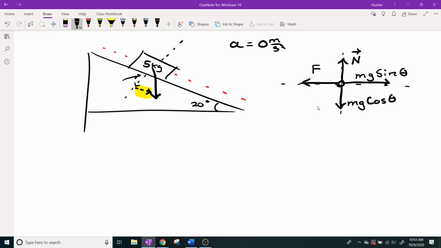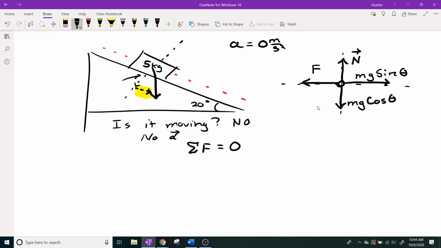So, is it moving? Is it accelerating? So no acceleration. No a. So what does that mean? The sum of the forces is equal to 0, which means that the forces are equal to each other. So I always write it like this. The sum of the forces equals 0. So that means that F and mg sine theta are the same thing.